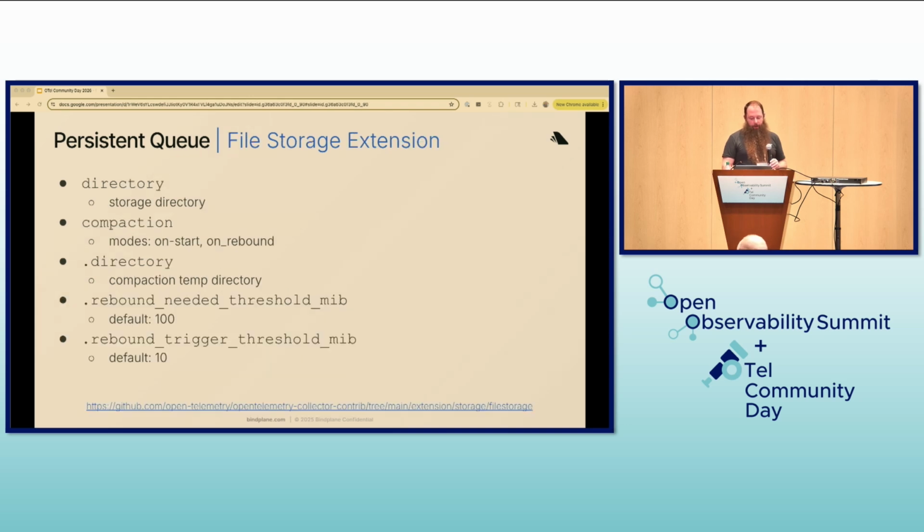All right, we're going to do this one a little bit quicker. So the file storage extension, I'm not going to go through each one of these, but this is how you configure a file storage extension. Pretty straightforward. It's mostly pointing at a couple of different directories, as well as some values around compaction. And again, I'll get into that a little bit more in the FAQ.